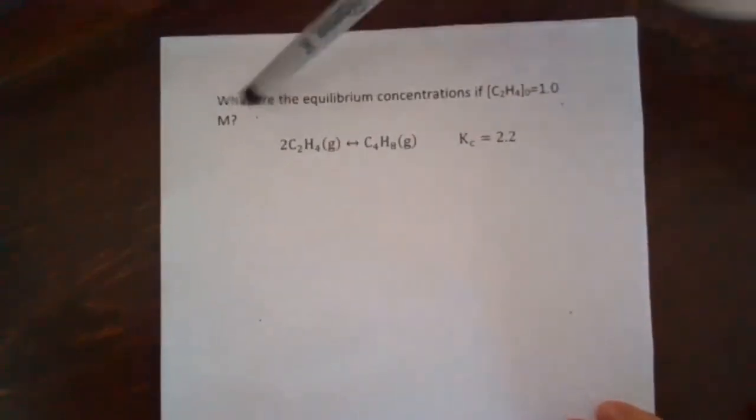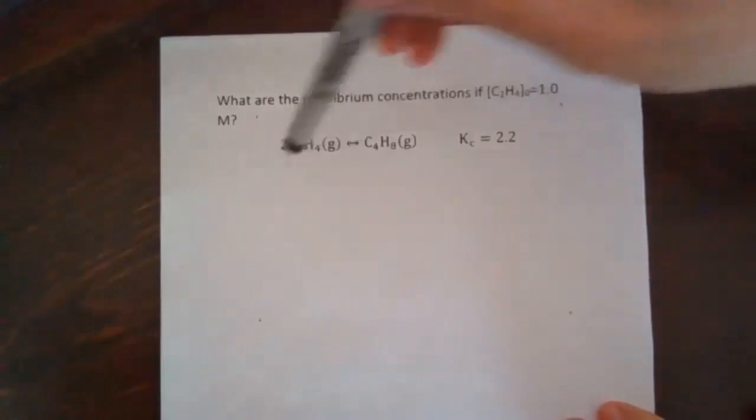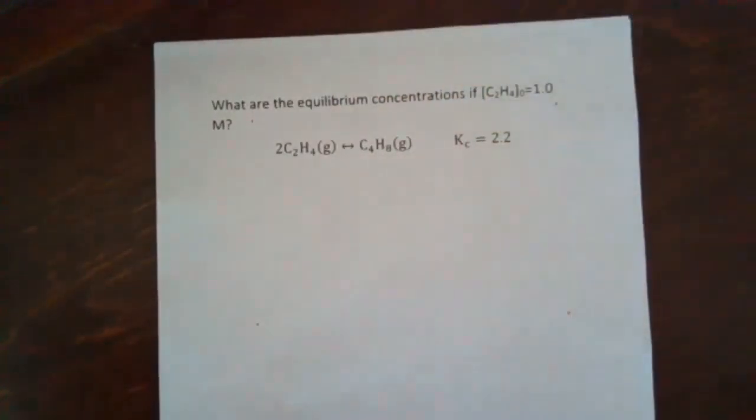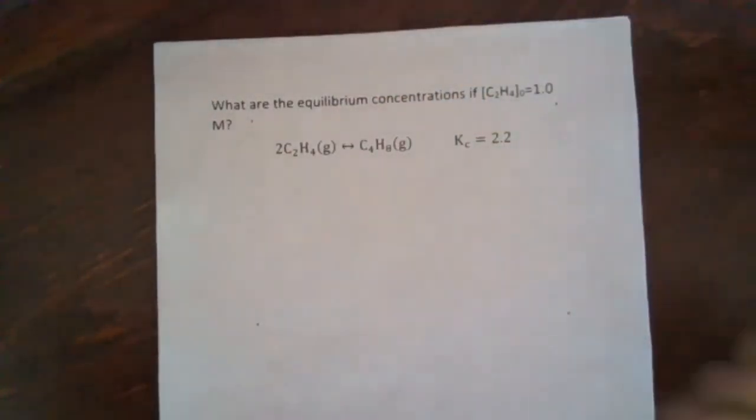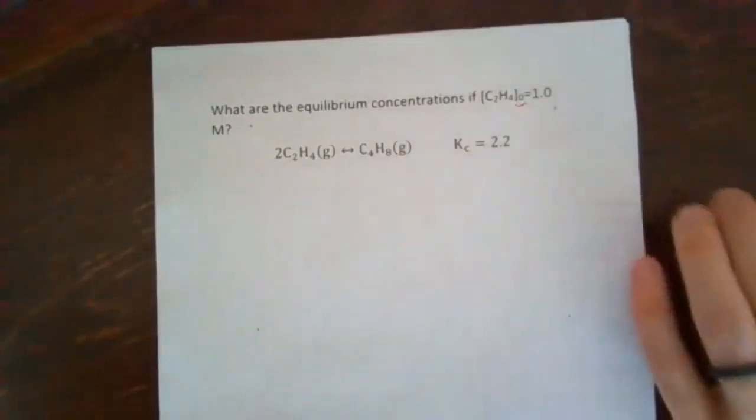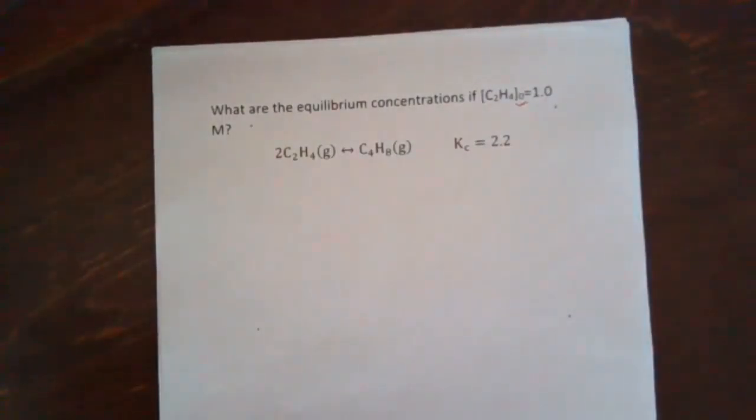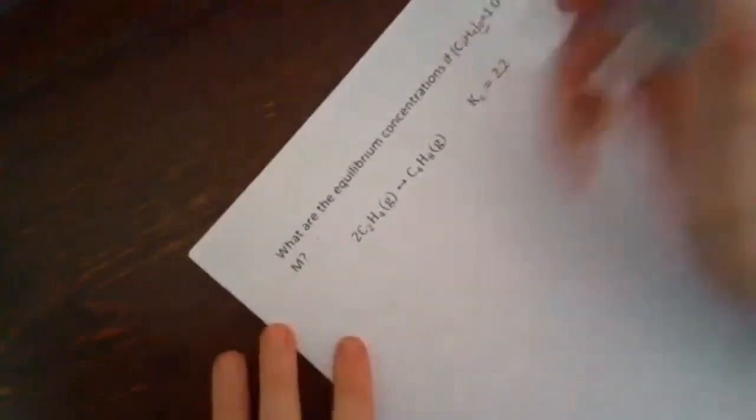All right, I want to know the equilibrium concentrations if the initial concentration of C2H4 is 1. And you'll note this format right here with the little 0. That's a throwback to our kinetics, where you put the subscript after the bracket to say what time it is. So that's at time 0, the initial concentration. So if I want equilibrium concentrations, it's going to be all about my ice table.